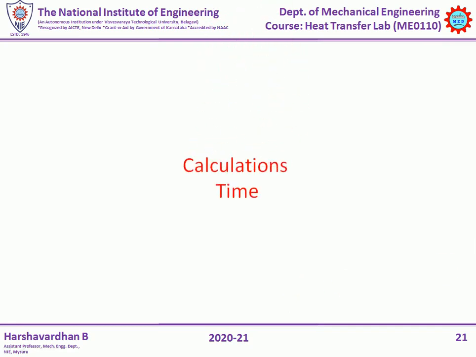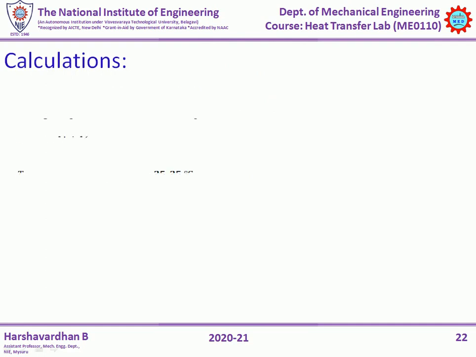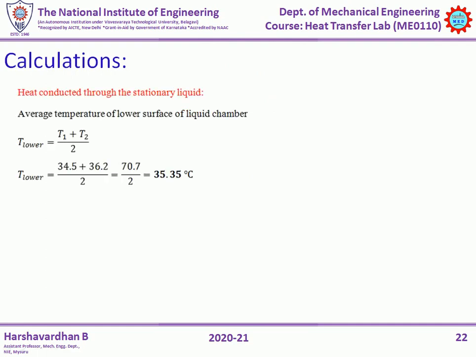As already explained in the theory part, here we are going to find the thermal conductivity of the stationary liquid by equating the heat conducted through the stationary liquid to the heat carried away by the cooling water in the water jacket. So it is important to calculate the heat conducted through the stationary liquid. In order to find this, we require the temperature gradient first, because we are going to make use of the Fourier law of conduction. So there we require the dT/dx value.